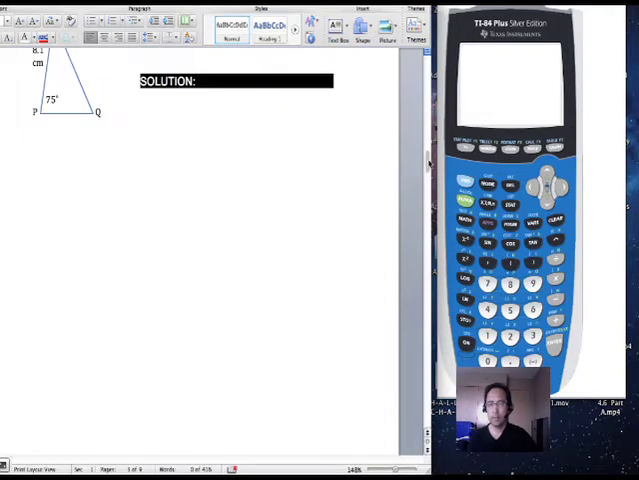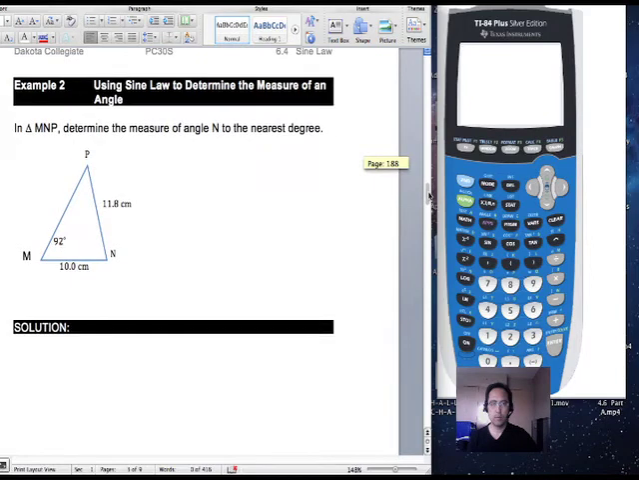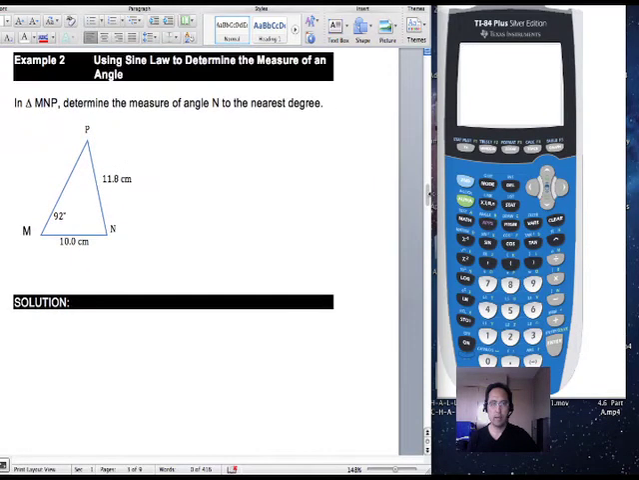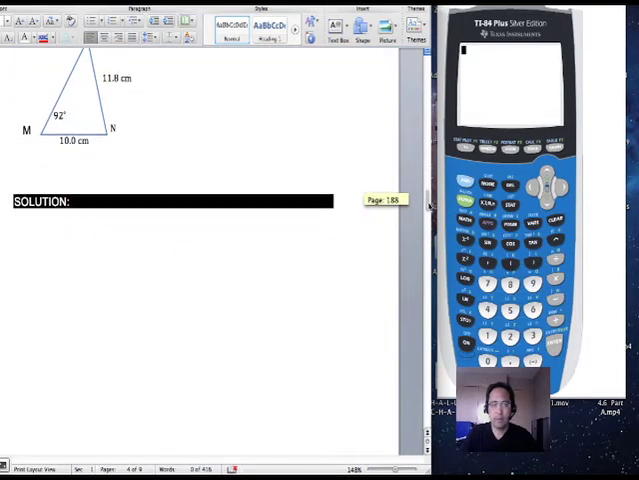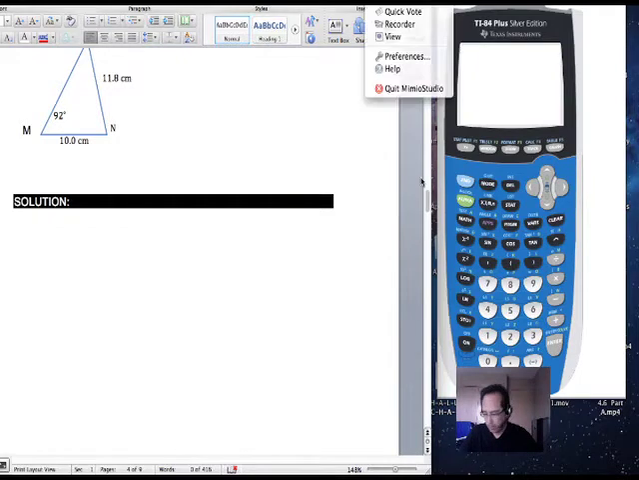Okay, moving on to the second example. What we'll be doing here is determining the measure of an angle. Here we have two line segments, and we want to find angle N. We have an opposite pair here, and the problem is that we need an opposite pair up here. We don't have this angle for P, so we'll just use the idea that the three angles of a triangle have to add up to 180 degrees.